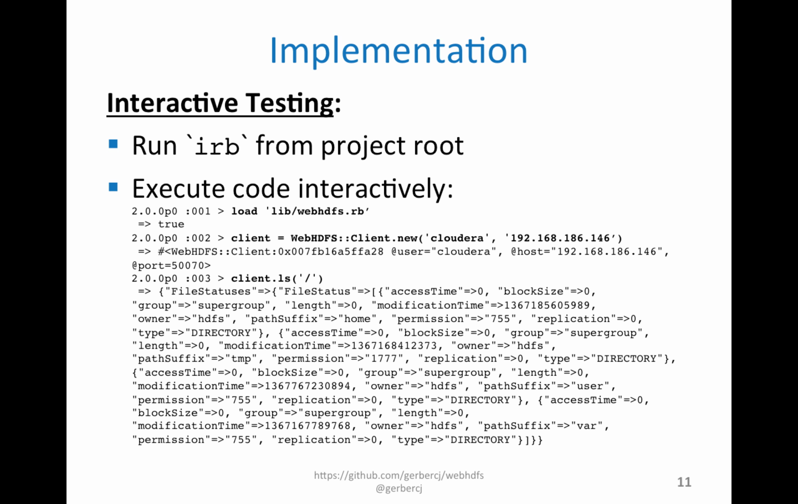And then we have to provide a host name or address. My virtual machine is currently configured to run on the IP address 192.168.186.146, so I've specified that here. We can also specify a port if needed, but the default should be fine. Next, we can run any command available to us. So for example, I've implemented the client ls method here. By entering client.ls and then providing / to specify the root directory of the Hadoop file system, we're provided back a hash that includes information about all the files in the root of that file system.